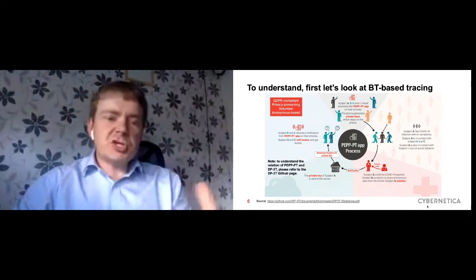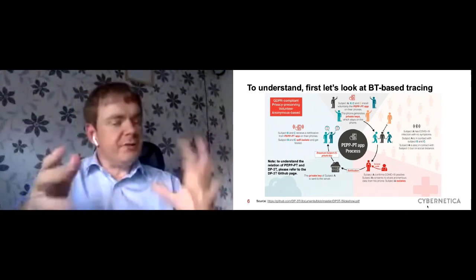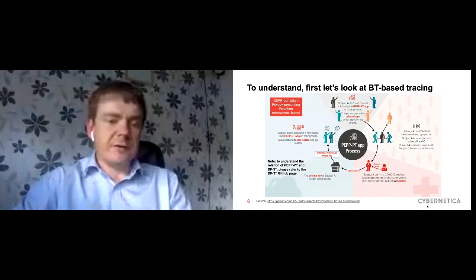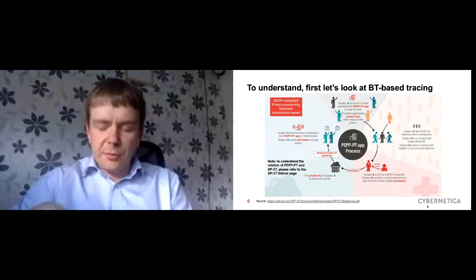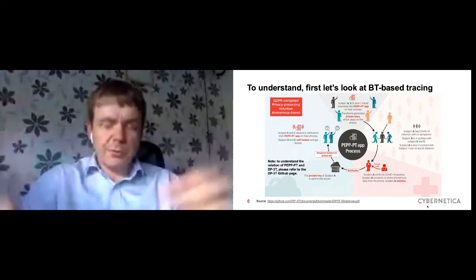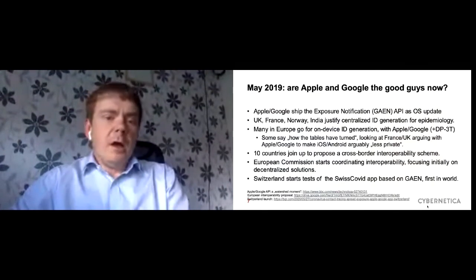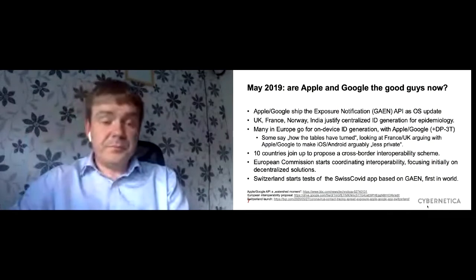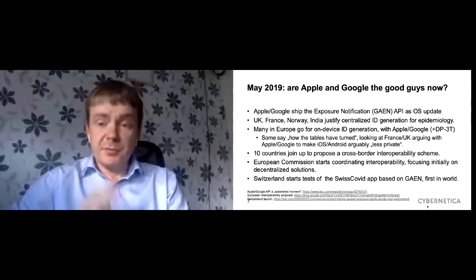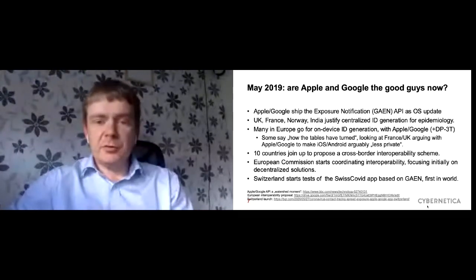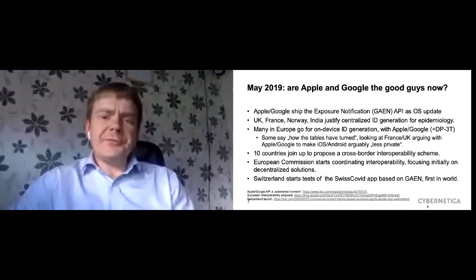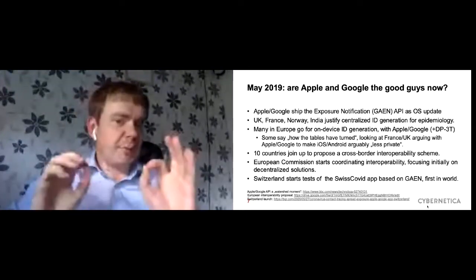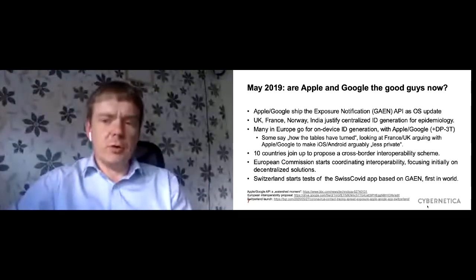So from a point of minimization, decentralization would be a sort of a way to go. But there's a lot of discussion on that, attacks on both and so on. There's an excellent security analysis document from DP3T looking at the whole spectrum, if you prefer. So, May 2019, and many people in Europe are laughing loud at this, but are Apple and Google the good guys now? Apple and Google finally shipped the exposure notification API as an operating system update, shortened to GAEN, Google Apple Exposure Notification. And it has been rebranded from contact tracing to exposure notification. And that's how it's officially called.